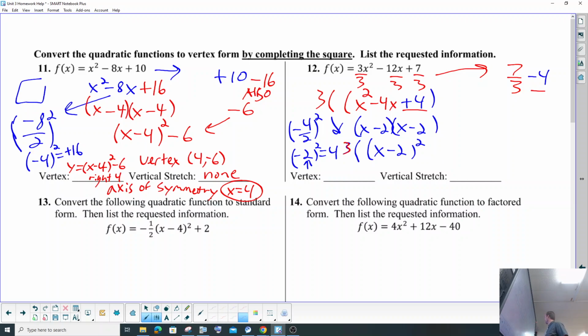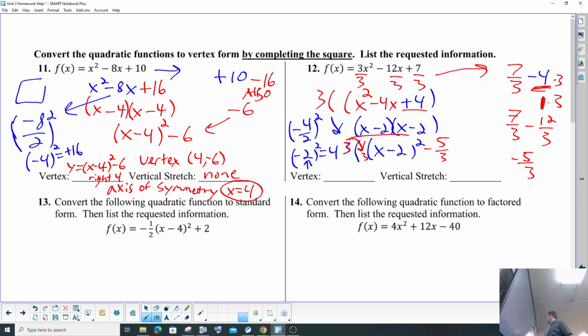Okay, how do we do 7/3 minus 4? Any whole number can be written over the number 1. So if we multiply by 3 on top and bottom, that's 7/3 minus 12/3, because 4 is 12/3, since 12 divided by 3 is 4. So 7 minus 12 is negative 5/3. Good. However, now we can distribute that 3 there.